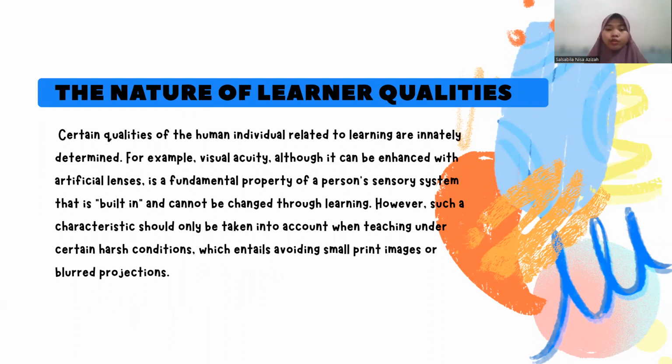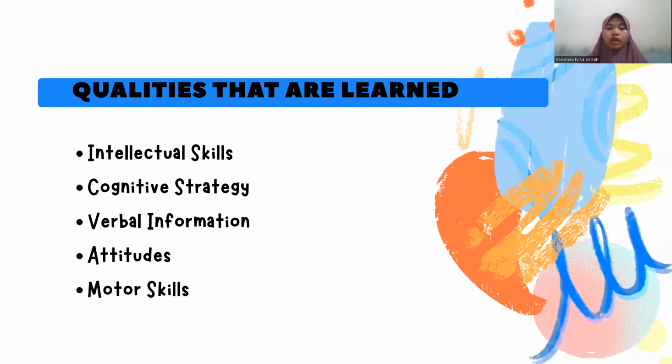Certain qualities of the human individual related to learning are innately determined. For example, visual acuity, although it can be enhanced with artificial aids, is a fundamental property of a person's sensory system that is built in and cannot be changed through learning. However, such a characteristic should only be taken into account when teaching under certain health conditions, which entails avoiding small print images or blurred projection. The next aspect is qualities that are learned.